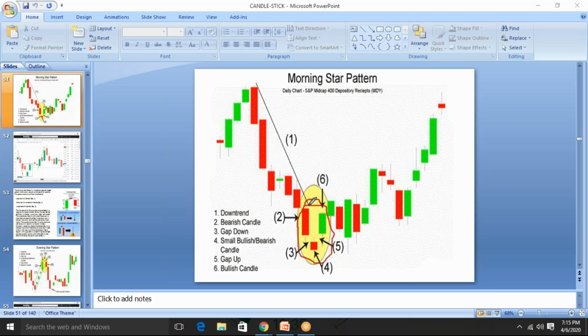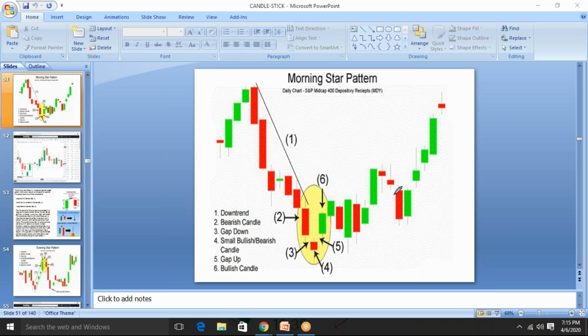Again I am explaining because maybe it is new. Any specific reason for calling it morning star? Why are they calling it morning star? It looks like a morning star. When you observe it, suppose you are observing a morning star.